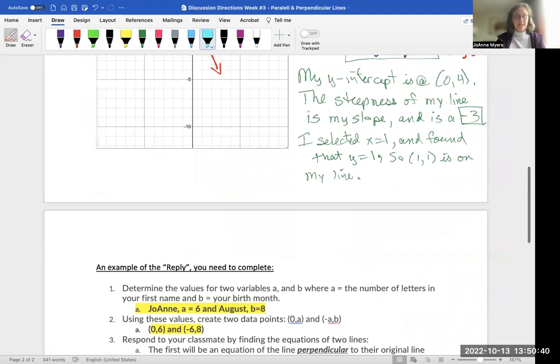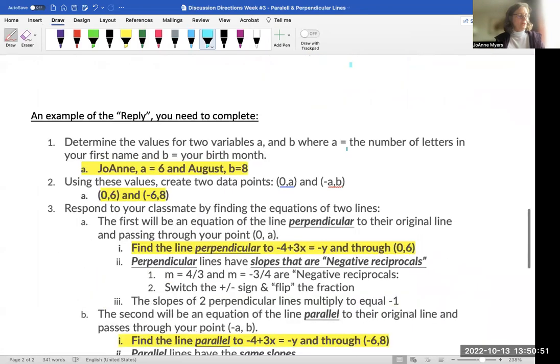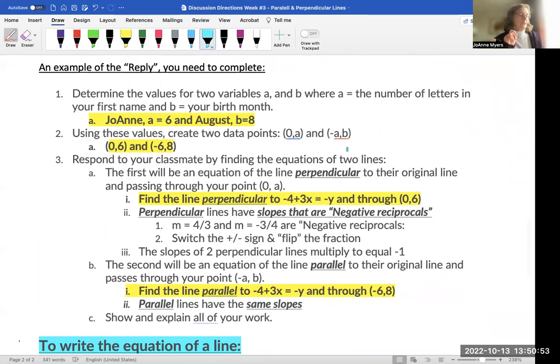Now, for your reply, hopefully by week 3 here, you've recognized that we have very specific instructions as to what you need to include in your reply to a classmate. So the reply for week 3 asks you to figure out the value for 2 variables, A and B. A is the number of letters in your first name. B is your birth month. So I'm Joanne Myers. Joanne has 6 letters. I'm born in August. August is the 8th month of the year. So my A value will be 6 and my B value will be 8.